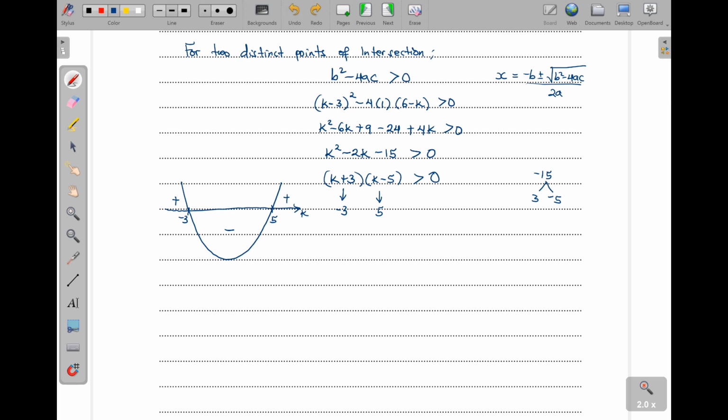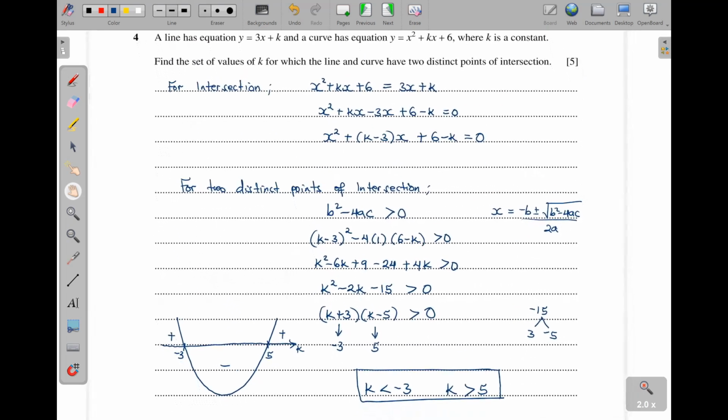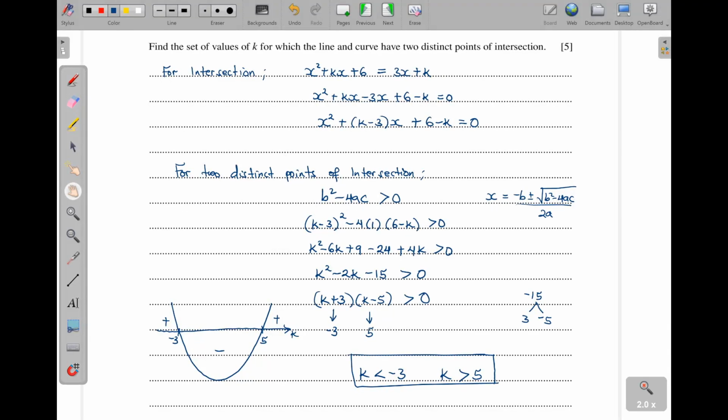Then we conclude and say that k has to be less than the smaller one, and also k has to be greater than the bigger one. So k less than negative 3 and then k greater than 5. That is the set of values for which the line and the curve have two distinct points of intersection.